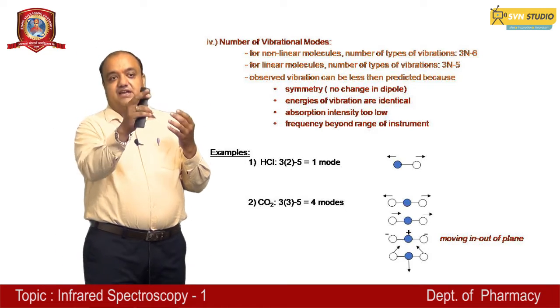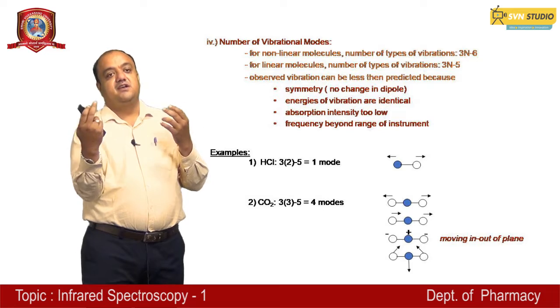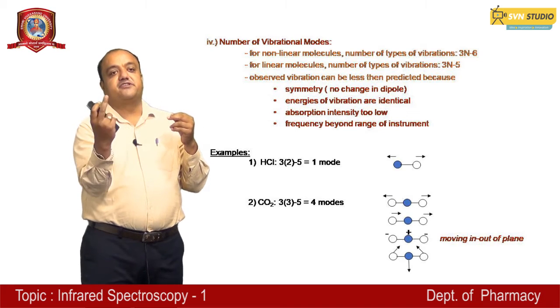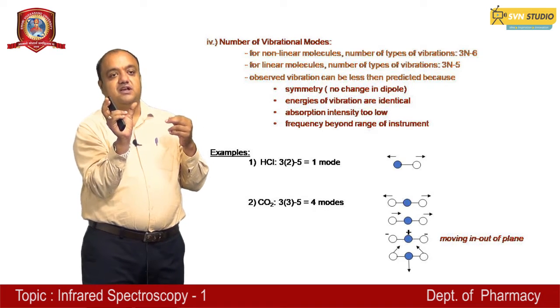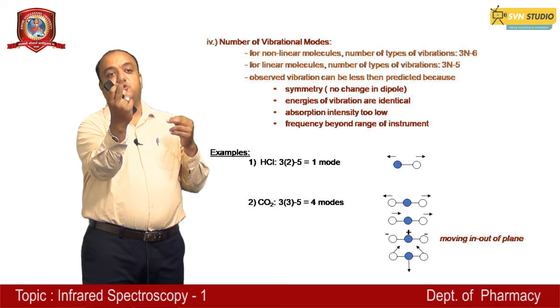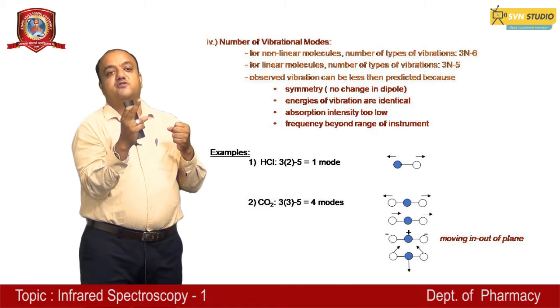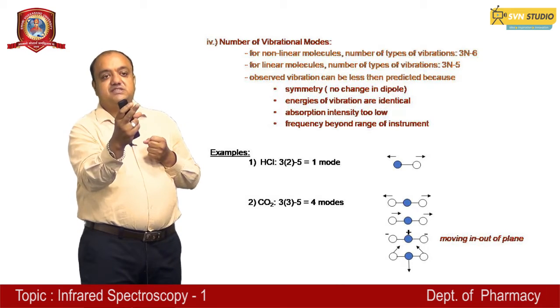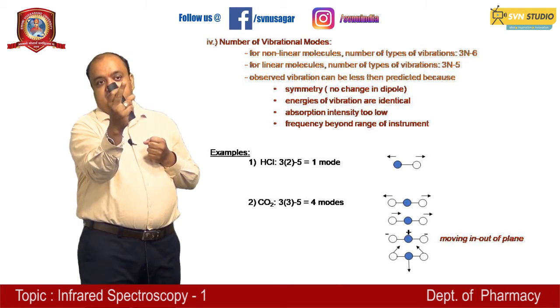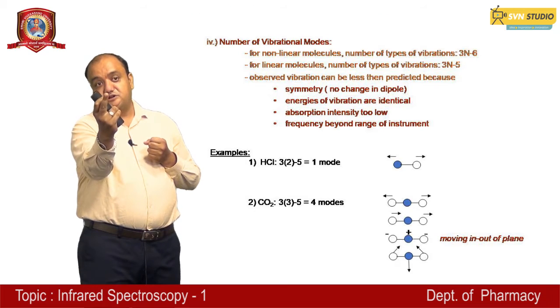For molecules like hydrochloric acid, this shows the positive end and negative end. This is a dipole molecule, and it shows one mode, with the formula 3 into 2 minus 5 equals 1 mode. Another example is CO2, with the formula 3 into 3 minus 5 equals 4 modes.